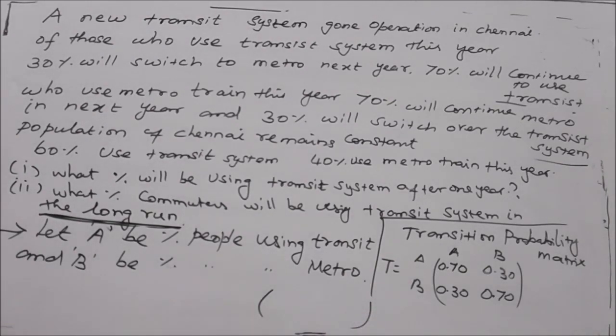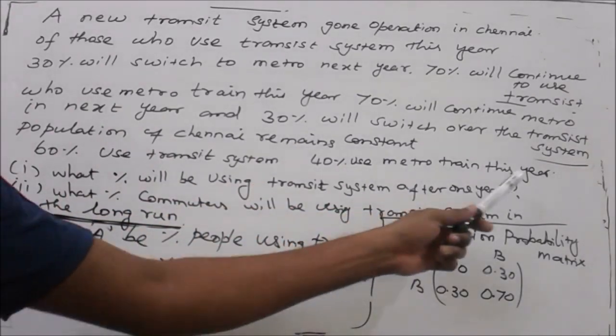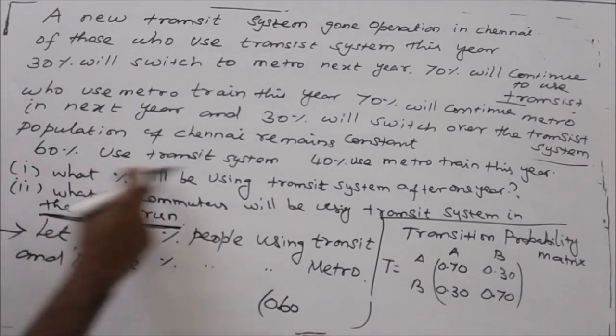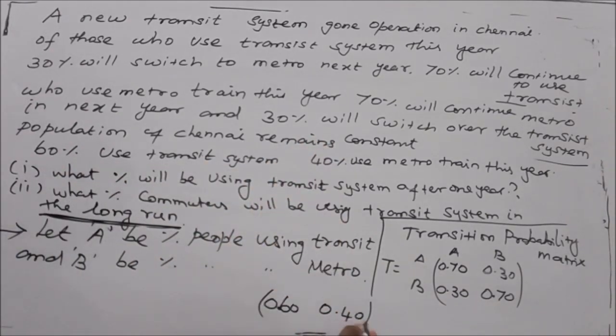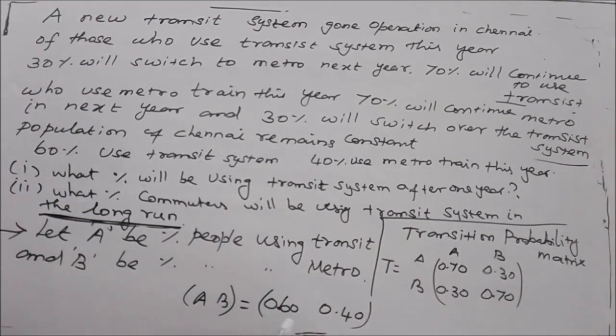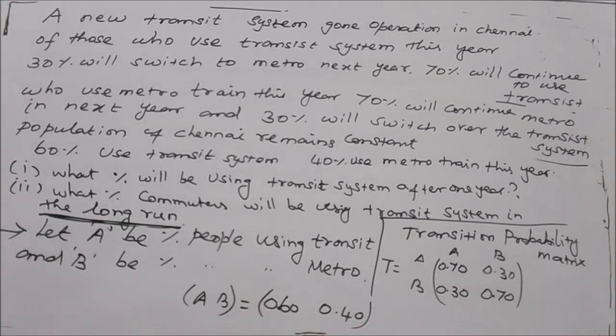So which is our distribution function. To find the distribution value, already I told you 60% use transit system and 40% use metro system this year. The current position is given as 60% and another 40%. This is taken as AB. This is the present position. Then we multiply this present position with this transition probability matrix. We'll get the changes in the first year. After a year, what will be the change? We get it through multiplying AB and this transition probability matrix.